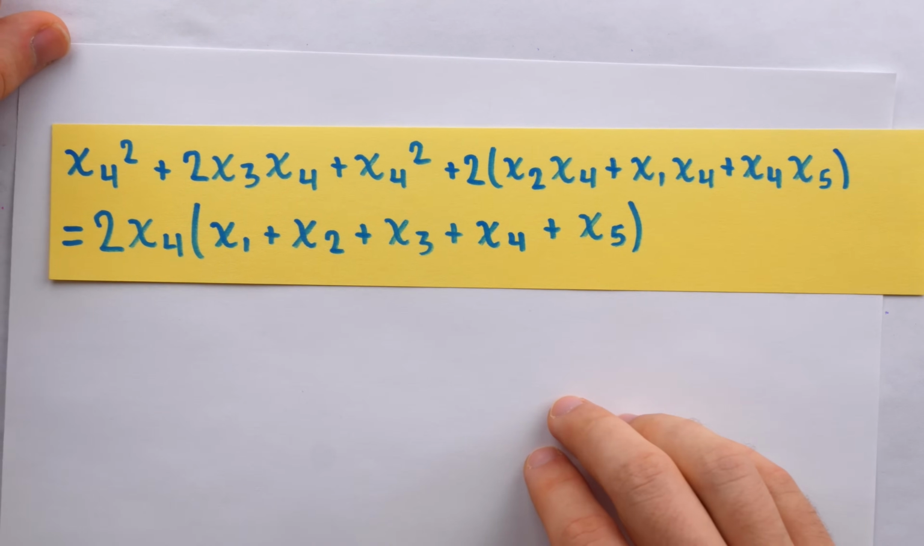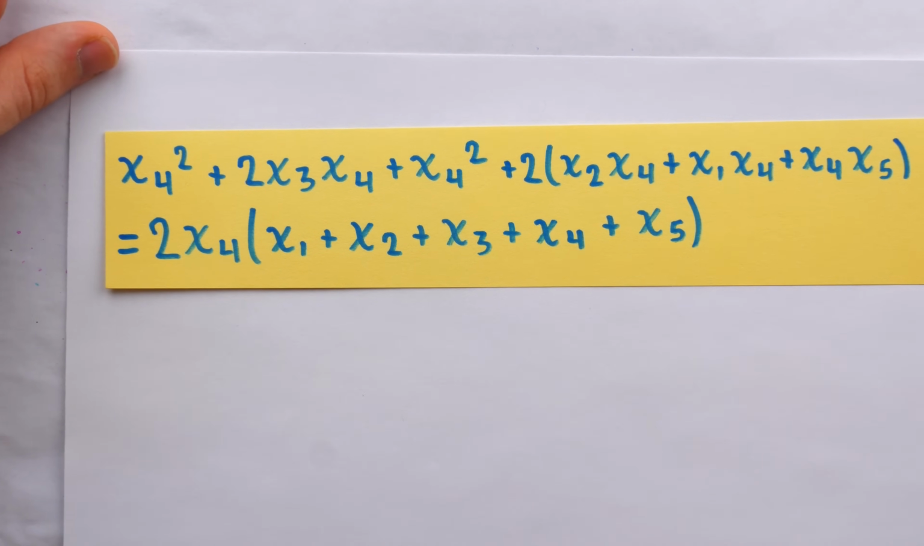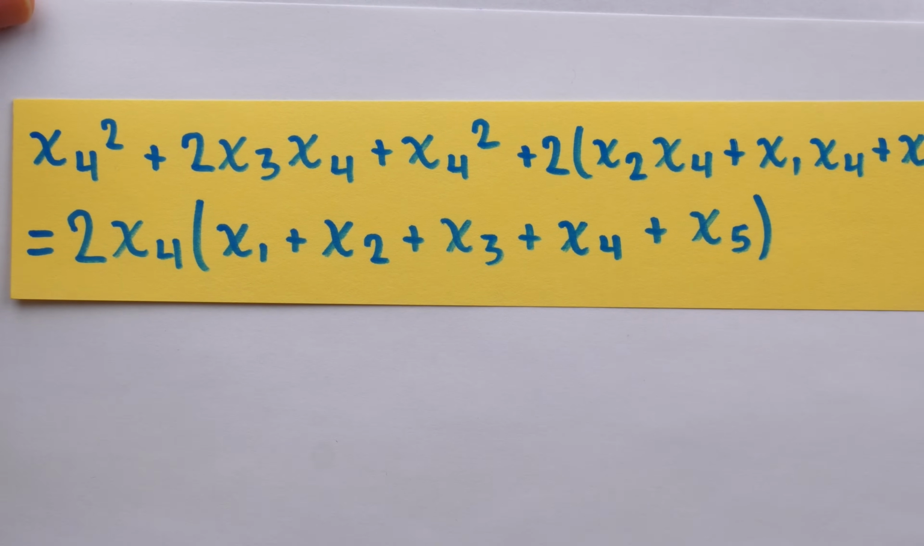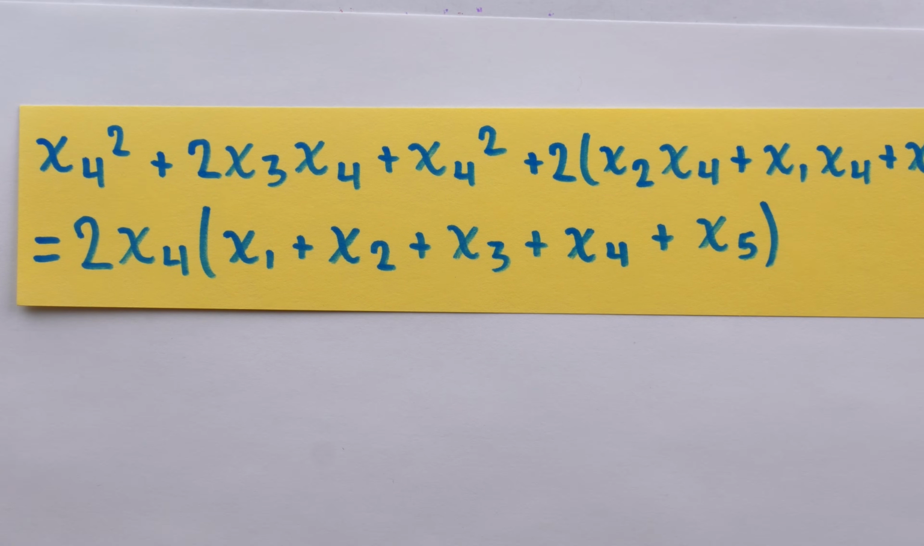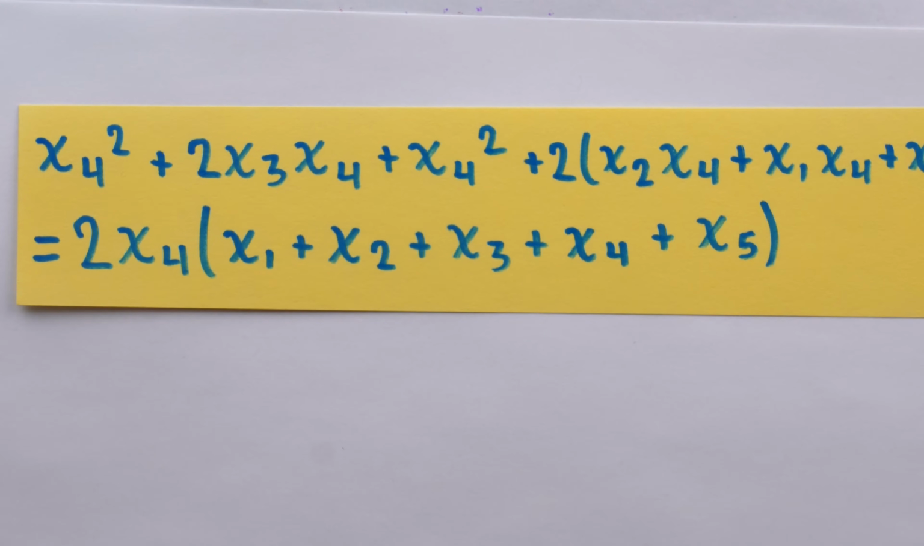What's x1 plus x2 plus x3 plus x4 plus x5? It's the sum of all of the numbers on the pentagon. It's what we've been calling S. And we thus see the equality that we mentioned earlier, 2 times S times x4.